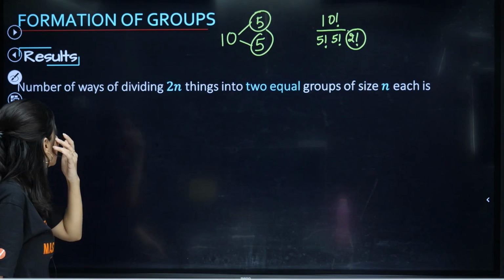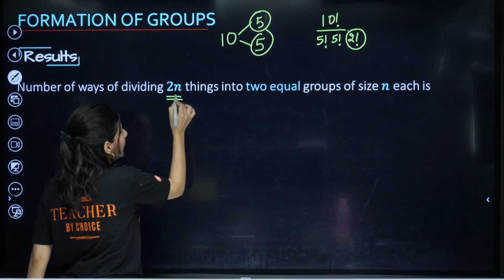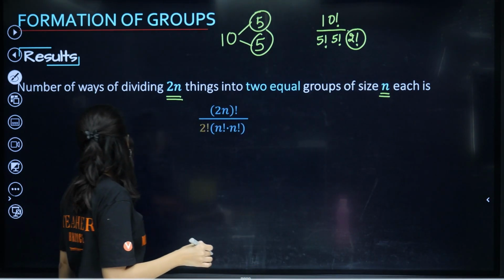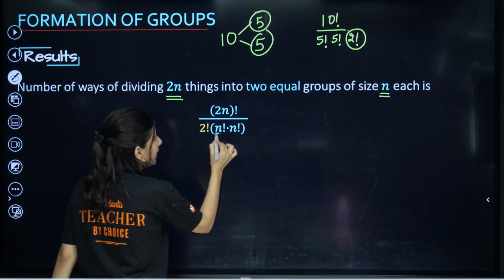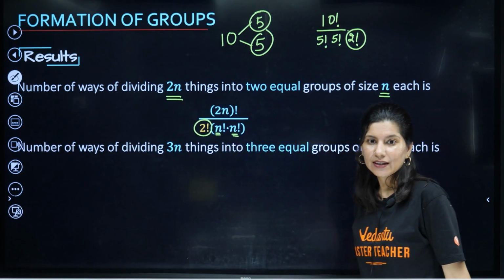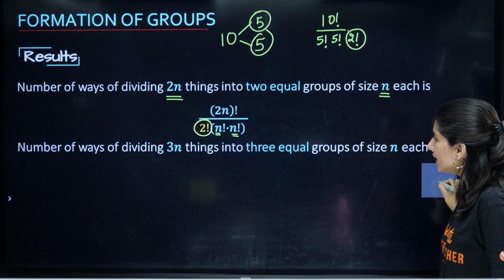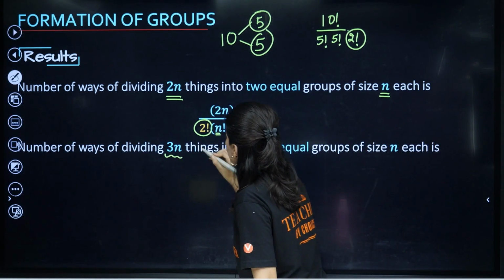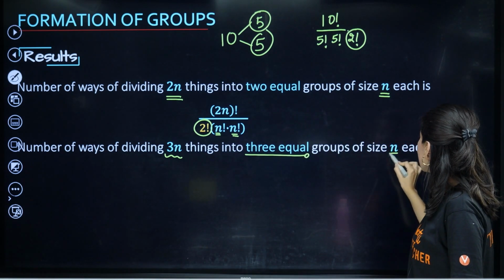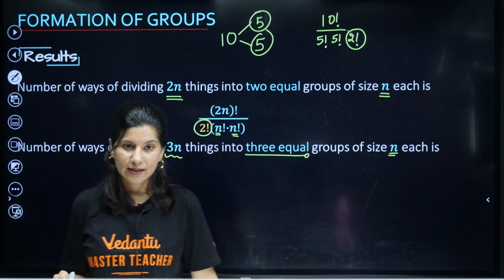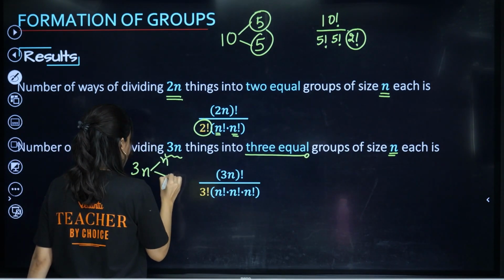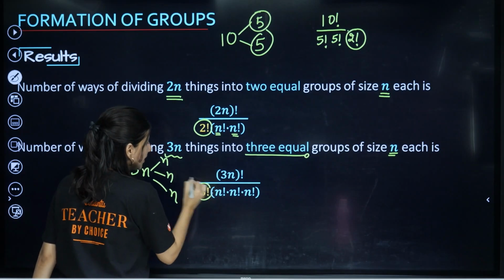So the formula says the number of ways of dividing 2n things into 2 equal groups, 2n, n and n size each, is 2n factorial upon n factorial, n factorial, and this is again 2 factorial. Okay. Number of ways of dividing 3n things into 3 equal groups of size n each is 3n factorial upon n factorial three times, and this is n, n, n. So that's why 3 factorial for that.